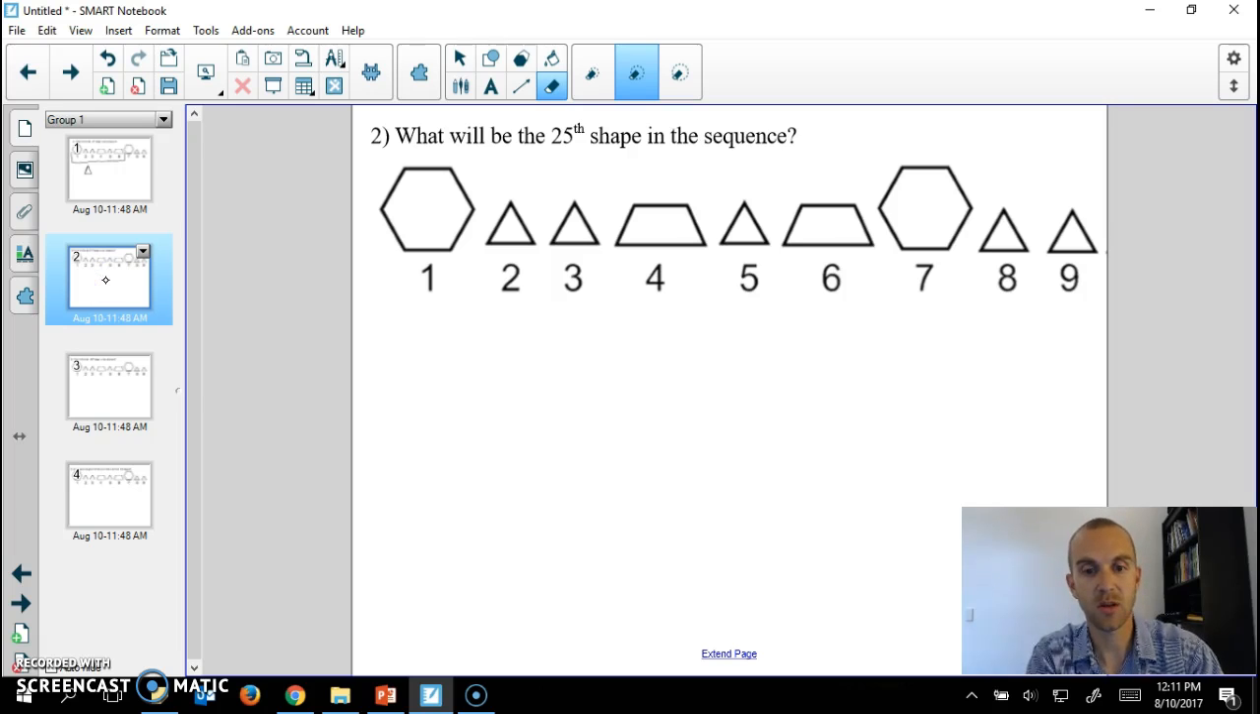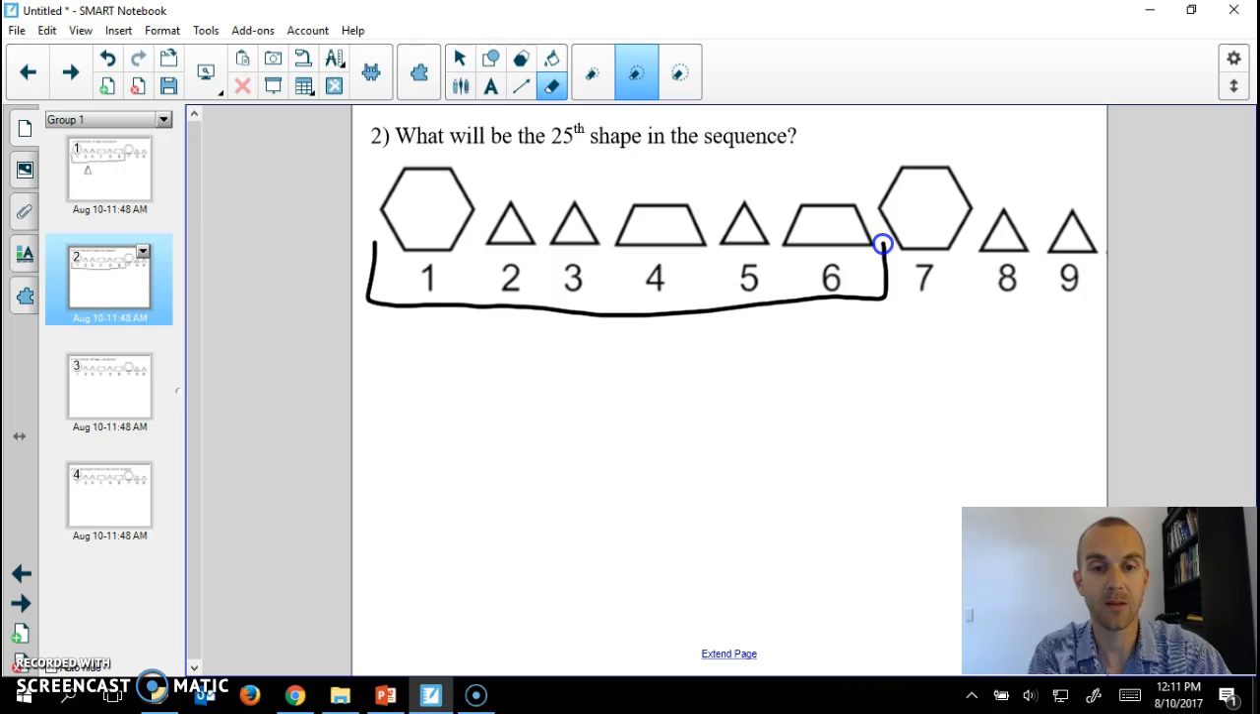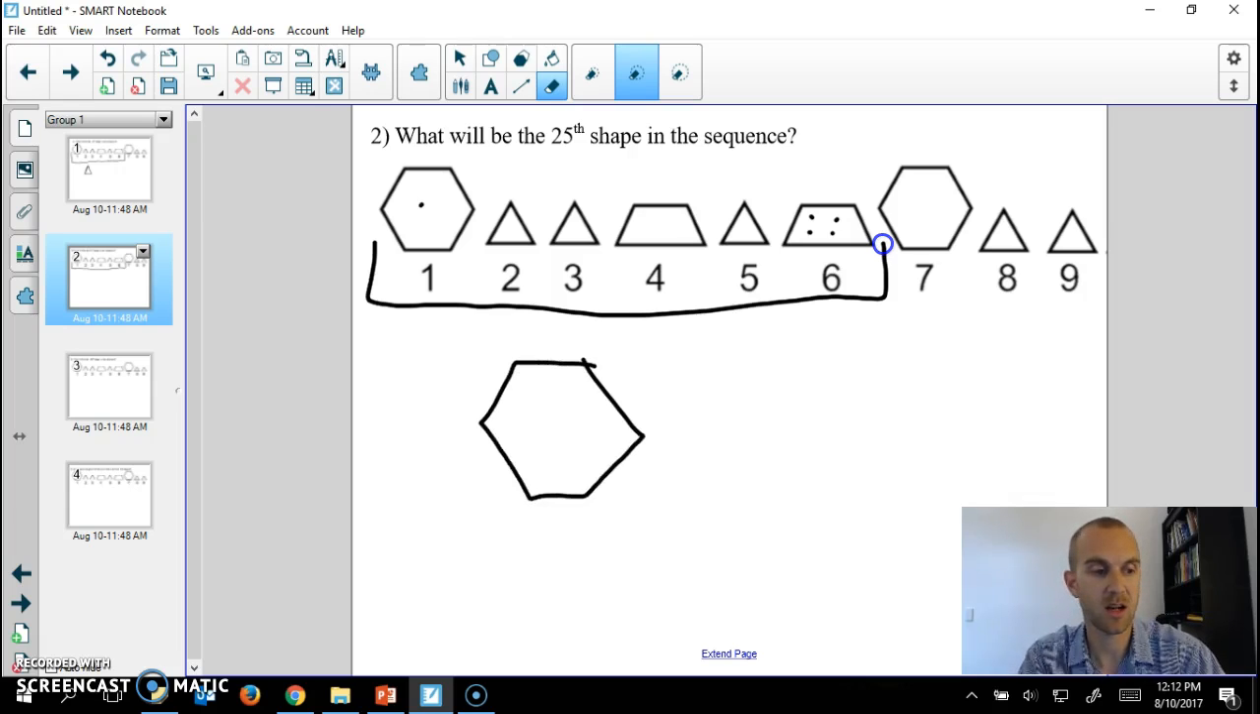Now as I get up to 25 shapes, again, keeping that idea that I have to recognize my pattern, it may be a little bit more tedious. So what I could do is say, I know that I'm going to have to go 6. So if I go 6, 12, 18, 24, I've already gone 24 times. Now I can start counting 25. So I know that my 25th shape is a hexagon.